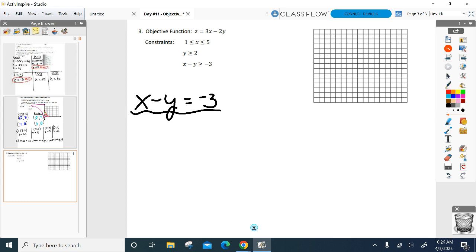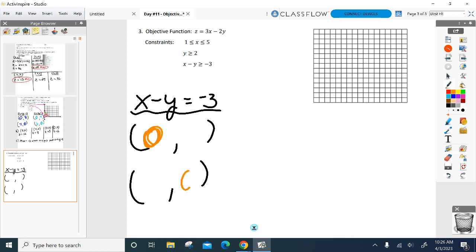X minus y equals -3 there. Let's check the intercepts, and then we'll talk about what the graph should look like. So plug in your 0 for x and y separately. All right, so I get 0, 3 for one intercept. And then the other one, what are we getting there? Ooh, negative. Okay, so I can't just do a first quadrant one.